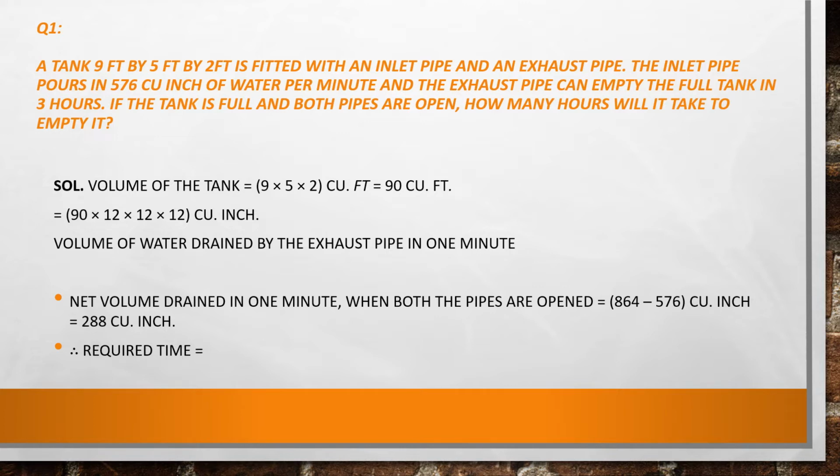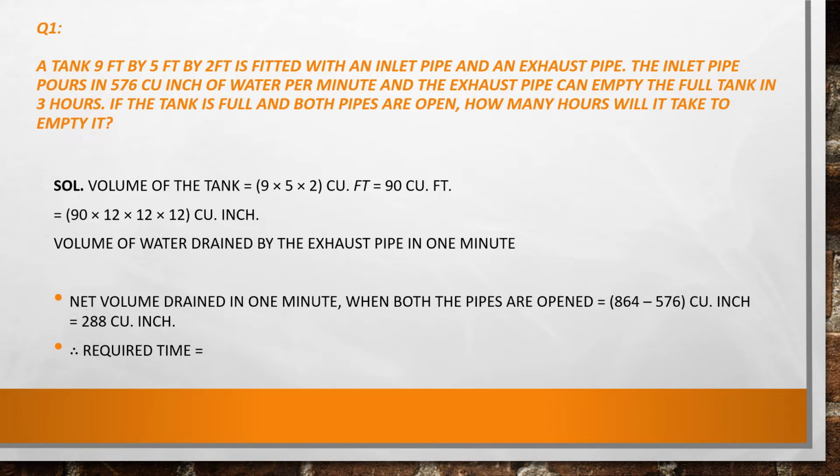The volume of the tank is given by 9 into 5 into 2. The measurements are given, so 9 into 5 into 2 is 90 cubic feet. That is the volume of the tank. When we convert it into inches, it will be 90 into 12 into 12 into 12, since 1 foot is converted to inches by multiplying by 12. Now the volume of water drained by the exhaust pipe in 1 minute is the volume of the tank in cubic inch divided by the minutes taken.